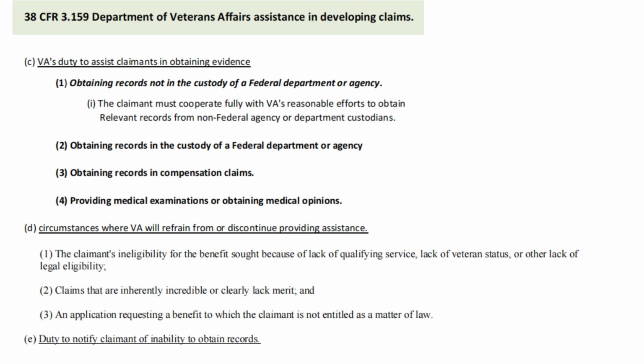So, Section C, VA's duty to assist claimants in obtaining evidence, okay? So they have to go out in certain situations and obtain certain evidence. So the first one, number one, obtaining records not in the custody of a federal department or agency. The claimant must cooperate fully with the VA's reasonable efforts to obtain relevant records from non-federal agencies or department custodians.